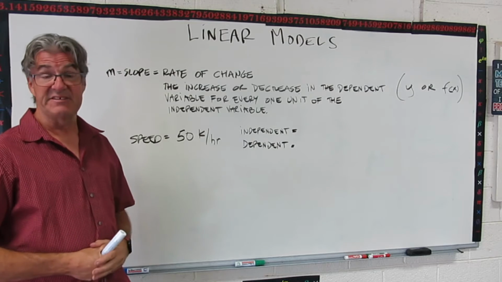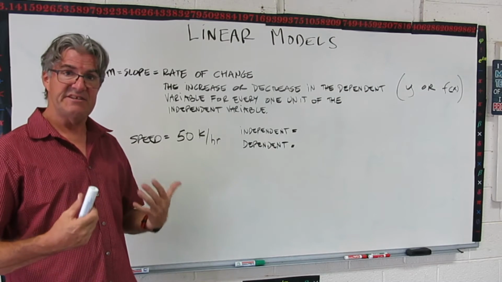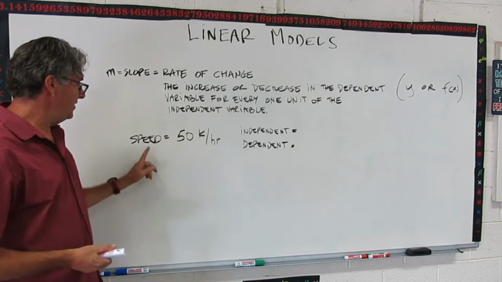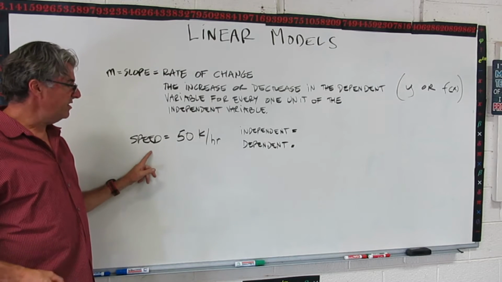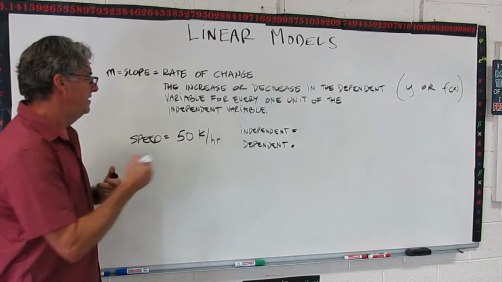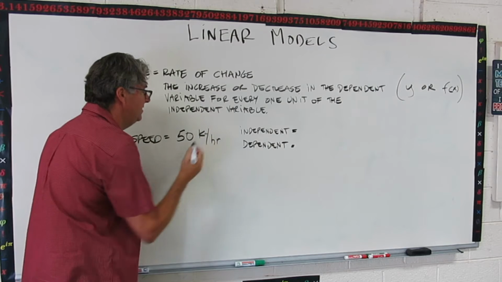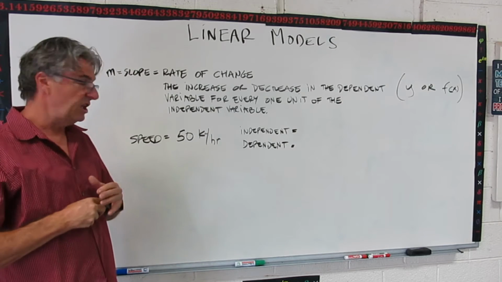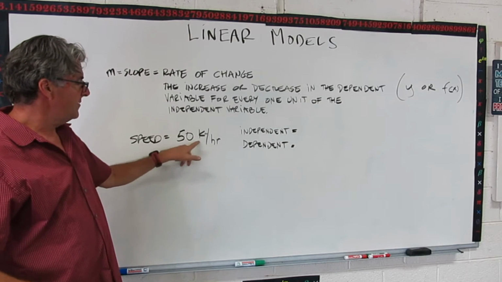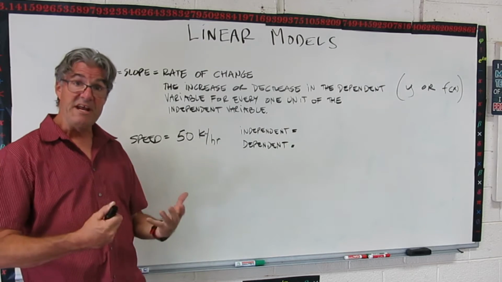Let's take a look at an example of a rate and tease that out a little bit more. So here's speed. We're going to use metric. This is 50 km per hour. I should say km because that's the official abbreviation for kilometers. So 50 kilometers per hour, that's a rate. That's a rate of change.